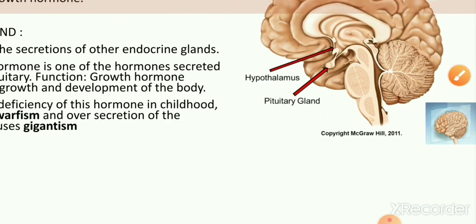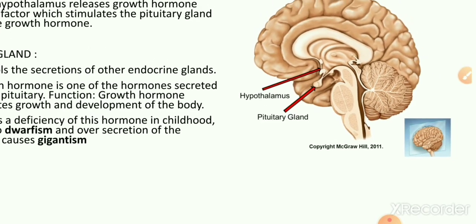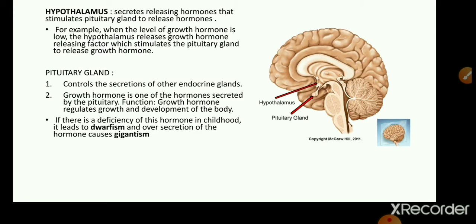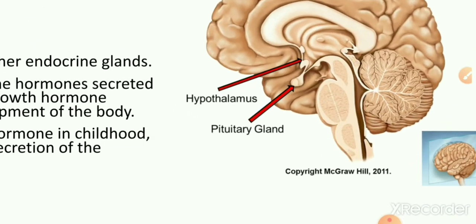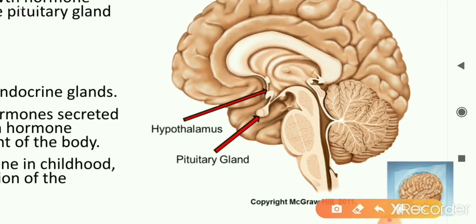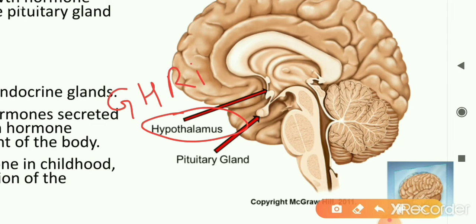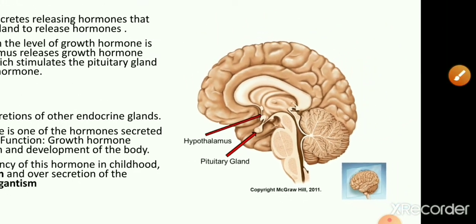Similarly, there's another hormone secreted by the pituitary gland which is called the growth hormone. This growth hormone regulates the growth and development of the body. For releasing growth hormone, the hypothalamus releases the growth hormone releasing factor. So suppose the growth hormone level has reduced in the body, then the growth hormone releasing factor will be released by the hypothalamus into the blood. This factor will move to the pituitary gland and stimulate it to release growth hormone in the body, which later is taken to various targets, and there the growth hormone helps in regulating the growth and development of the body.